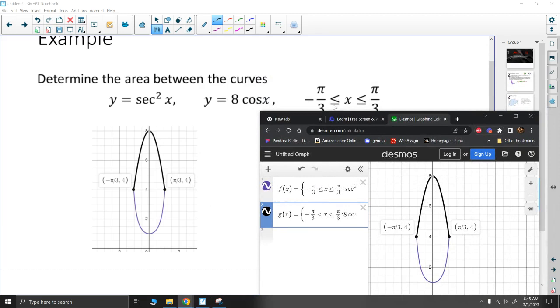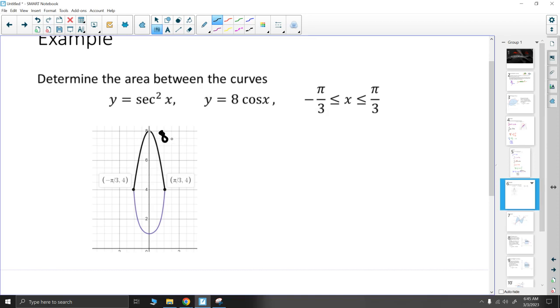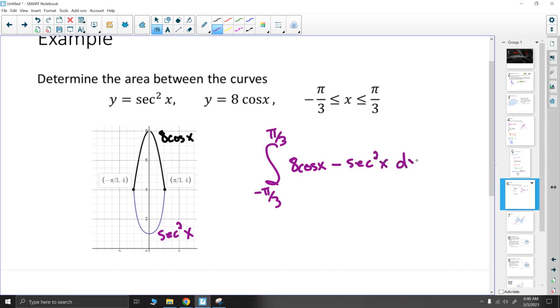So the black one here, 8 cosine x, is the upper. And the lower, the purple one here, is our secant squared x. Okay, so we are going to take our upper minus our lower. So this is the integral from negative pi thirds to pi thirds of our upper function, 8 cosine x minus secant squared x dx.